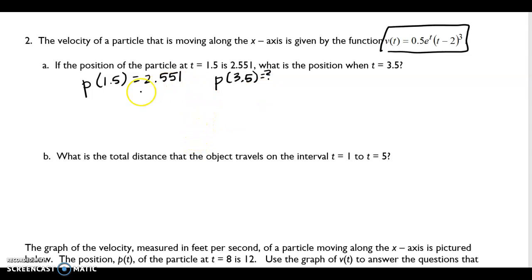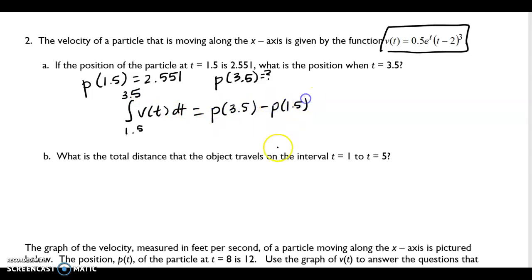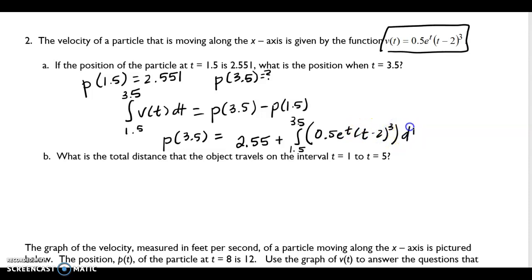And so we'll set it up the same way. Integral of v of t dt. We'll do it from 1.5 to 3.5. And that's equal to p of 3.5 minus p of 1.5. We know that's 2.551. And so what I can say is, if I solve for p of 3.5, it's just going to be 2.551 plus my integral from 1.5 to 3.5 of 0.5 e to the t times (t minus 2) cubed. And so that way I can type that into my calculator all at once.